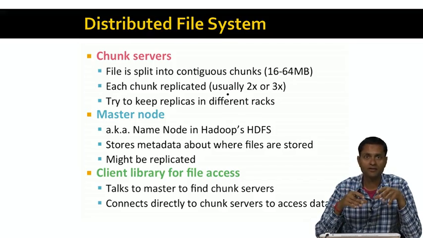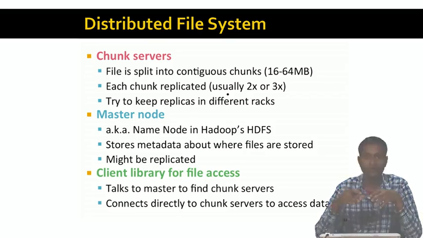The final component of the distributed file system is a client library. When a client or an algorithm that needs to access the data tries to access a file, it goes through the client library. The client library talks to the master and finds the chunk servers that actually store the chunks. Once that's done, the client is directly connected to the chunk servers, and it can access the data without going through the master node. So the data access actually happens in a peer-to-peer fashion without going through the master node.